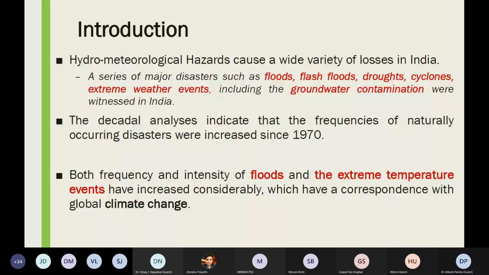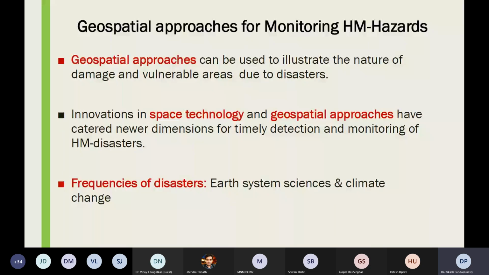Some of the solutions that the geospatial community is trying to provide are quick assessment and forecasting related applications. Geospatial approaches are slowly increasing in this field to monitor hydrometeorological hazards. The innovations of space technology and the different techniques of remote sensing and GIS have become a newer dimension to detect and monitor any kind of hydrometeorological disasters.